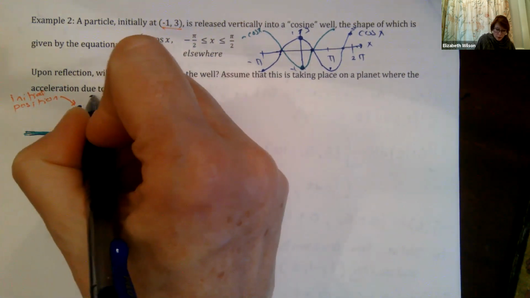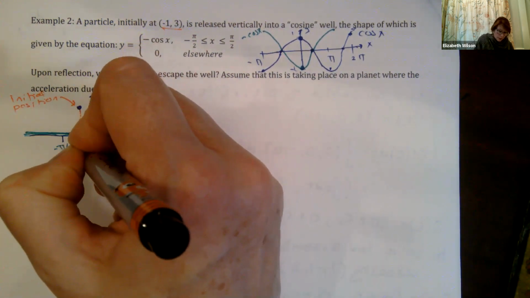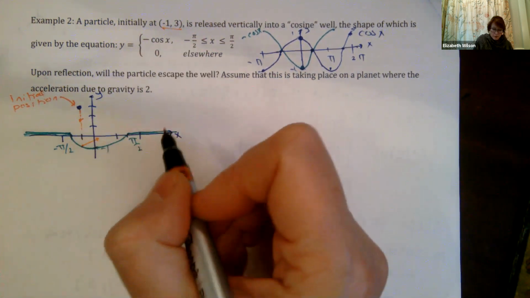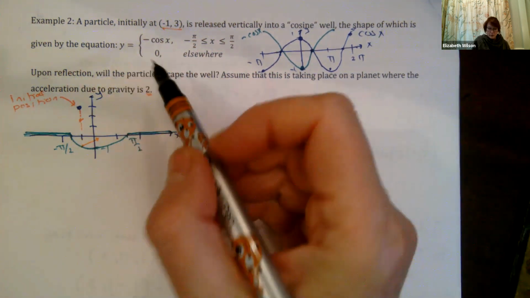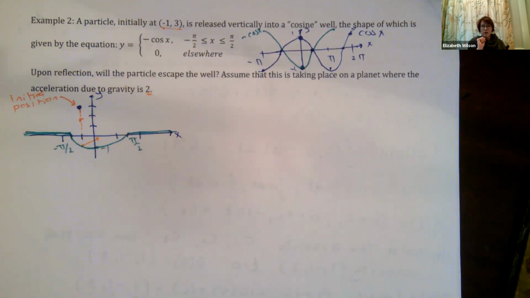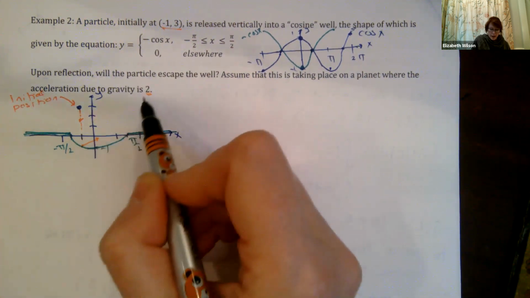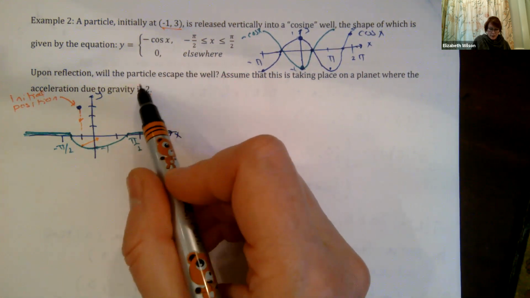Here's our x-axis, here's our y. So our particle gets dropped into this well. So what's going to happen? Our particle gets dropped, and it's going to go boink, it's going to hit the well here, and then it's going to reflect, right? What we want to know is, given that the gravity in the world we're in, where this well is, is equal to 2. The gravity in our world is roughly 10, 9.8, but the gravity here is equal to 2. So the gravity is a lot less. So when it comes in, what's it going to do? It's going to bounce, but is it going to be able to make it outside the well or not? So we're going to use the gravity.